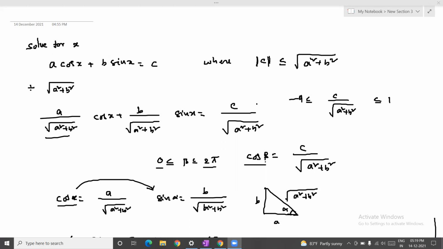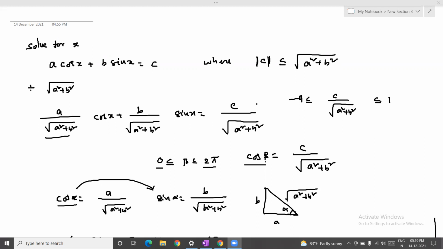But whatever the C value they gave, if mod C is less than or equal to root of A square plus B square, then the value of C by root of A square plus B square for any value of C is lying between -1 to 1 only. Correct or not? It is never less than -1. Even if C is -3, -4 and all, if it is satisfying that, what will happen? C is smaller, root of A square plus B square is always greater. So it is always giving a fractional value. It is never greater than 1.